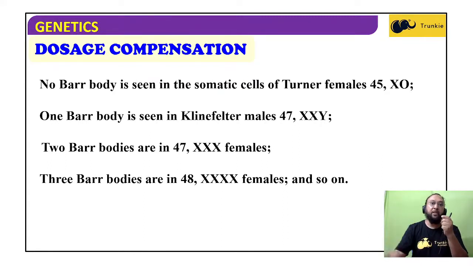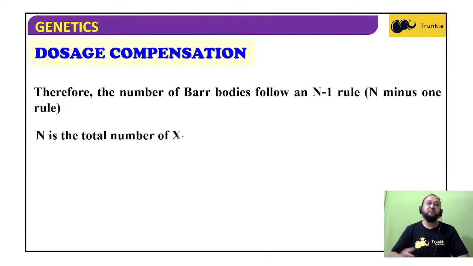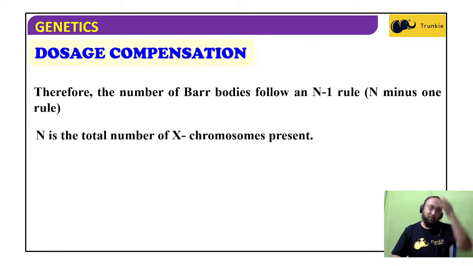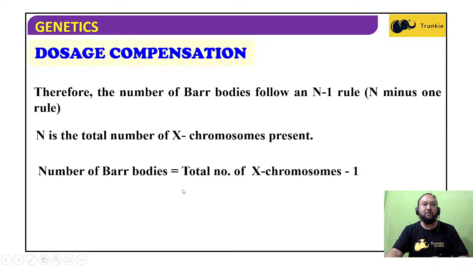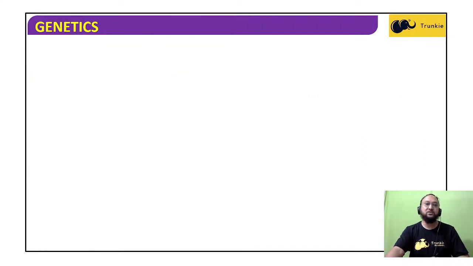Now these 3 bar bodies are found in individuals having 48 chromosomes, with 2 extra X chromosomes, and so on. So, dosage compensation: the number of bar bodies follows an N minus 1 rule. Only 1 is required, and the rest will form bar bodies due to lyonization. N is the total number of X chromosomes, so the number of bar bodies is equal to N minus 1. So this is very simple.